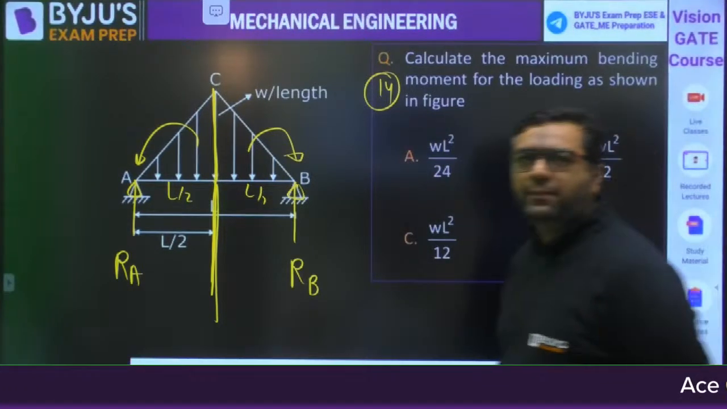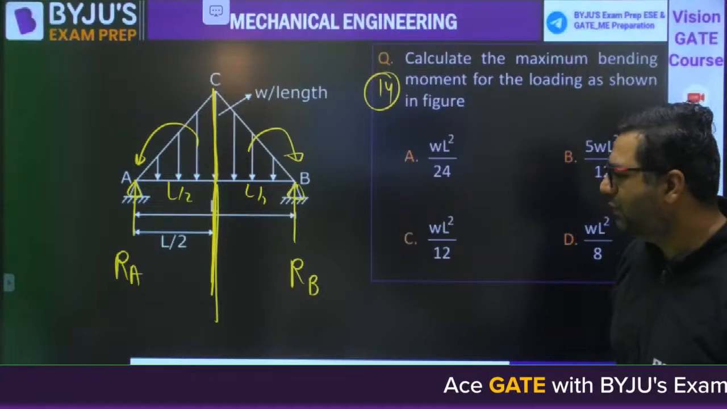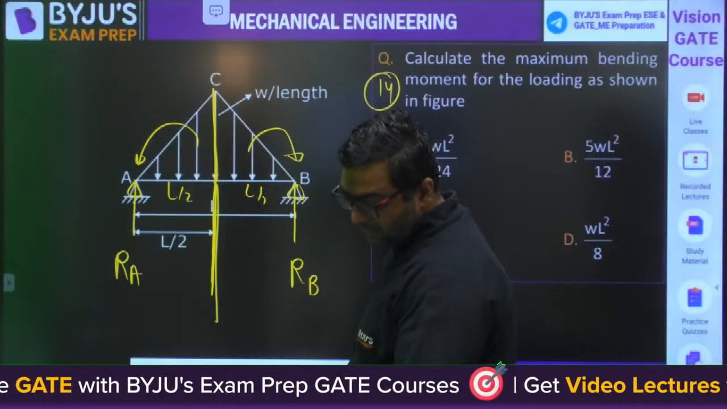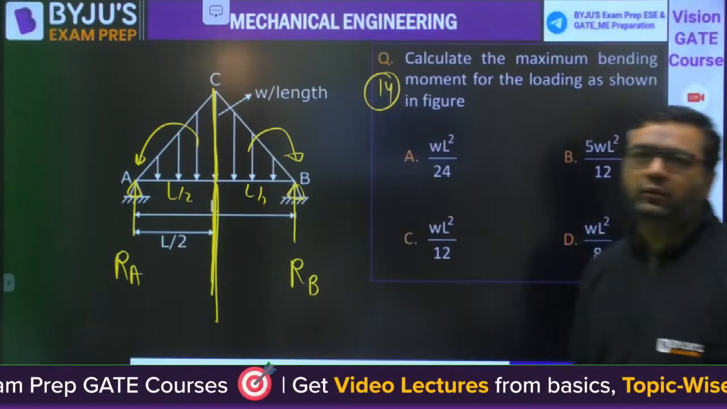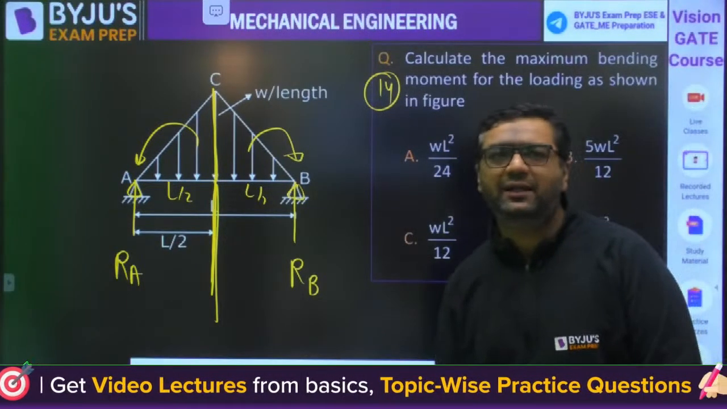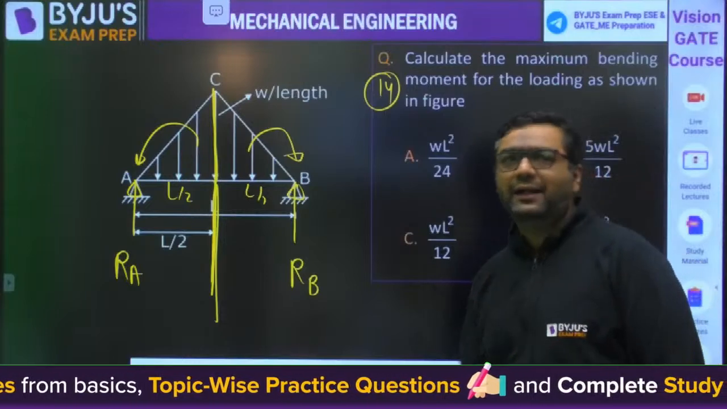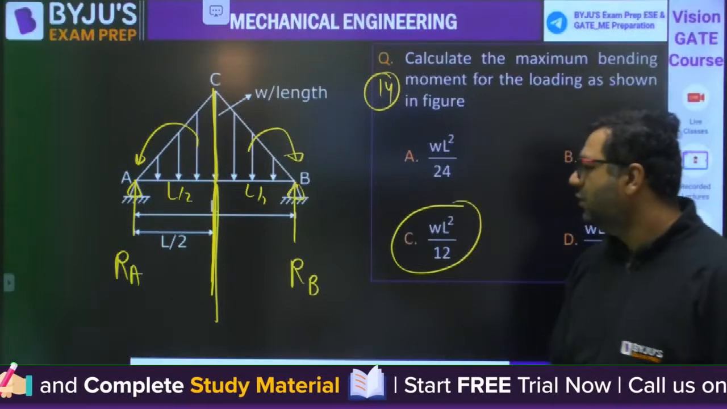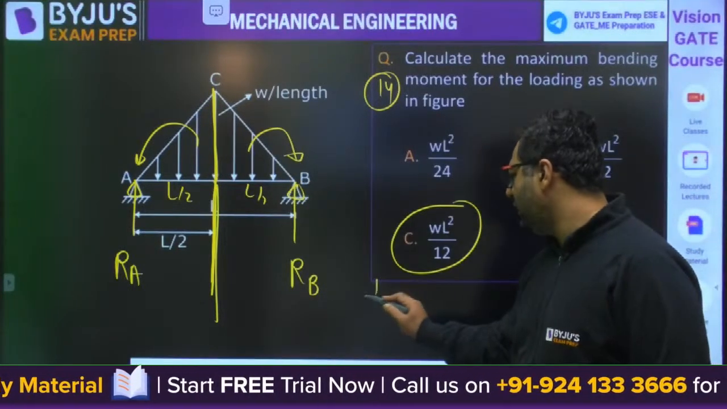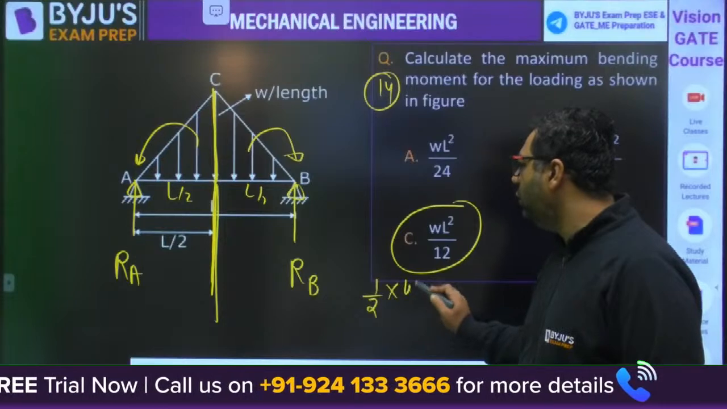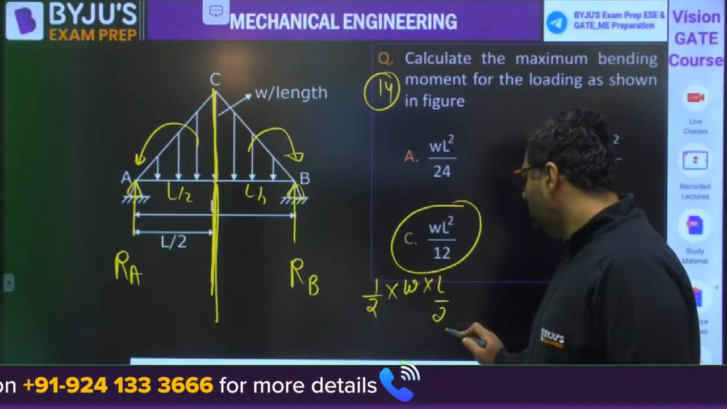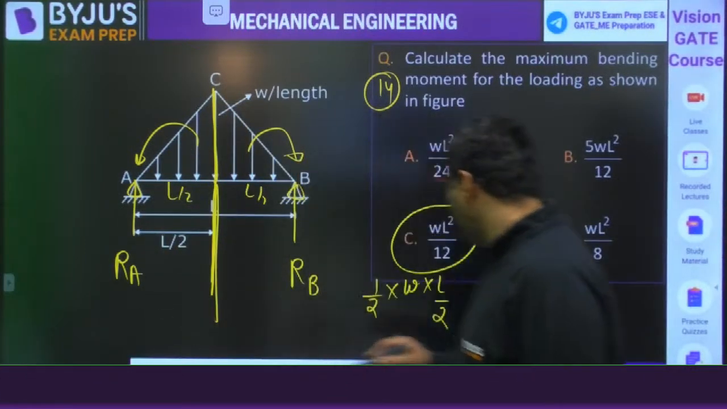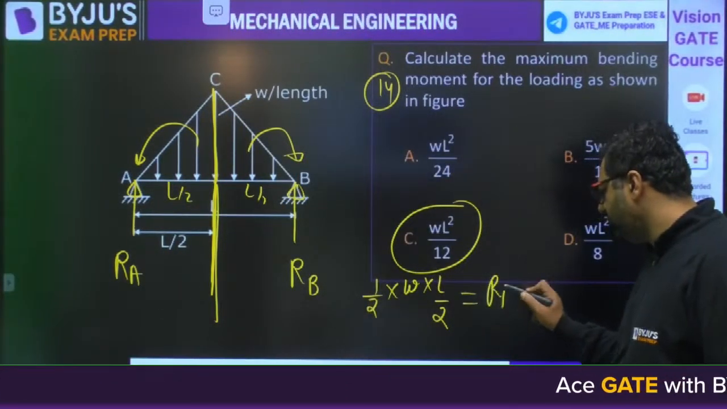Tushar and Papa Gagoda have given the answer as C, WL square by 12. What about others? Very good. Rohan Mandal also said the answer is C. And guys, yes, the answer is C. First of all, you know the area of the triangle is going to be half into W into L by 2. Based on that, you can see this area will be going to here. So RA and RB will be equal to this.